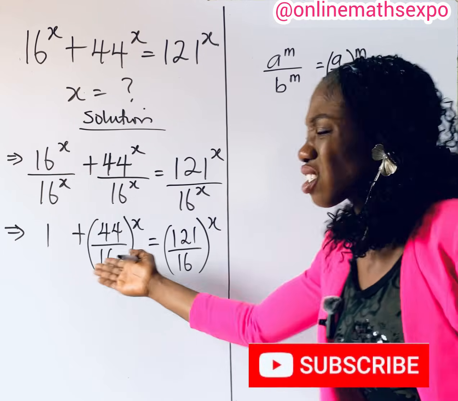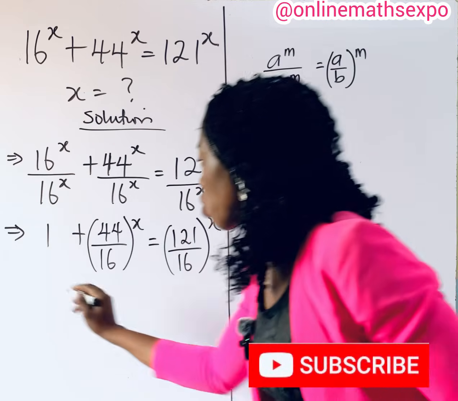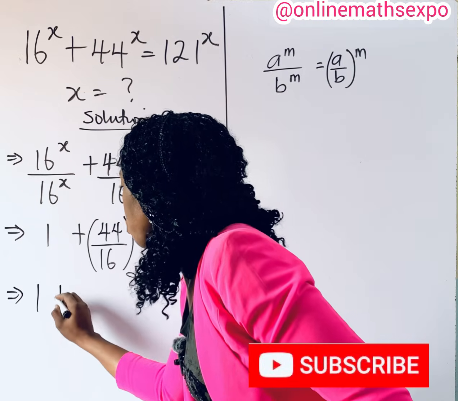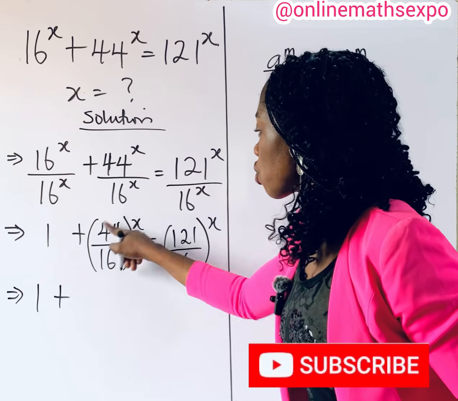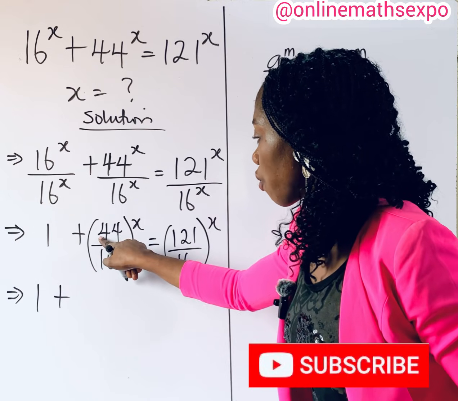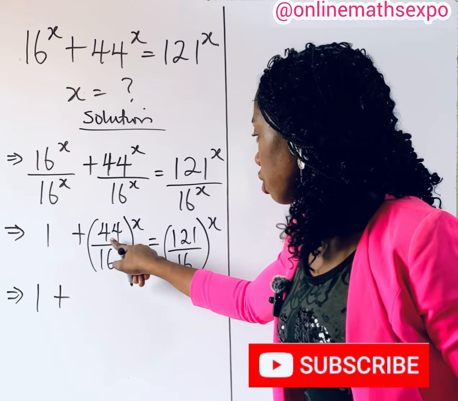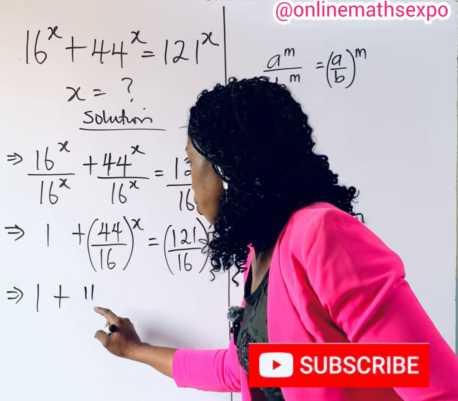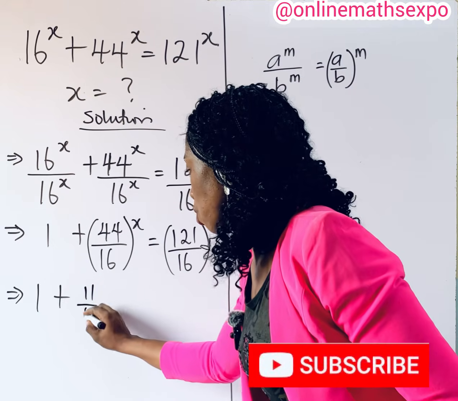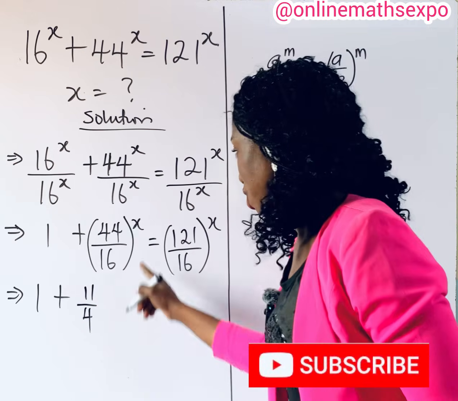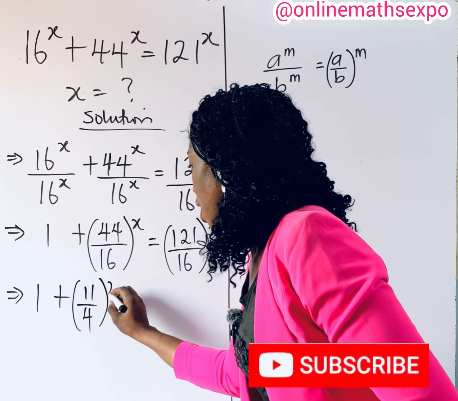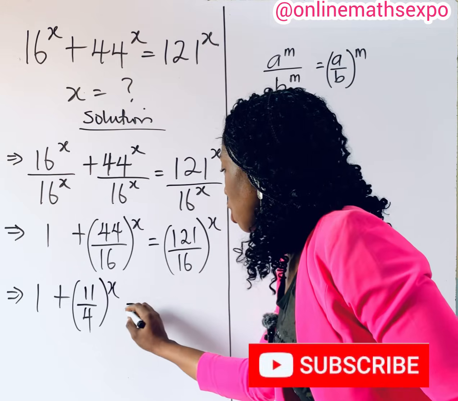Now, just simplify it. If you simplify, you have 1 plus, now what can divide both 44 and 16? You can use 4. 4 divides 44 gives us 11. 4 divides 16 gives us 4. Did you see how we're able to reduce it? Then raise it to the power of x. Okay? And is equal to.